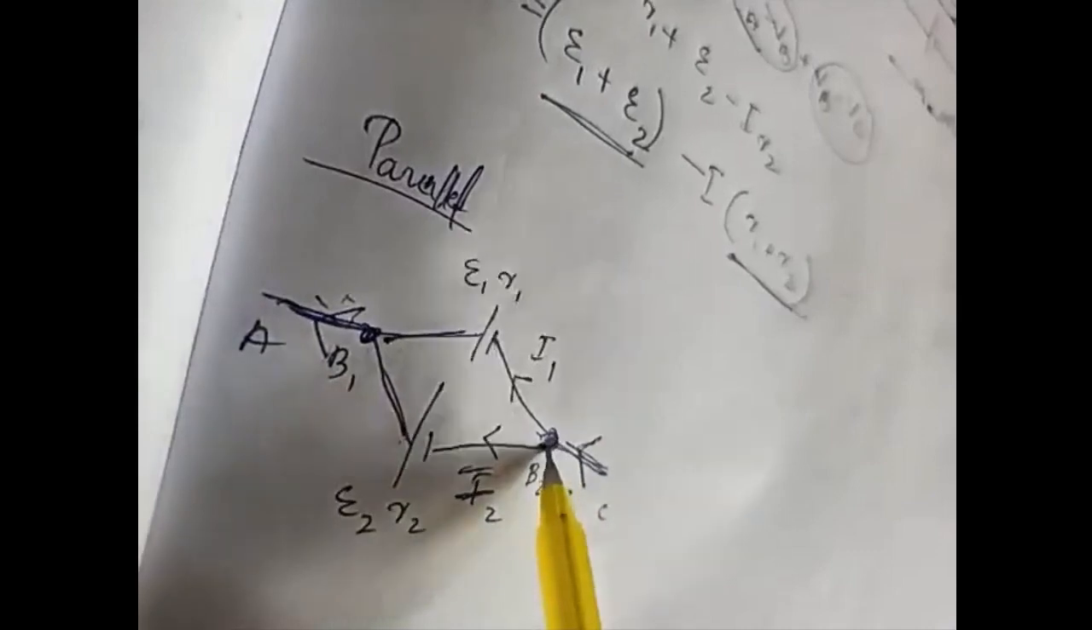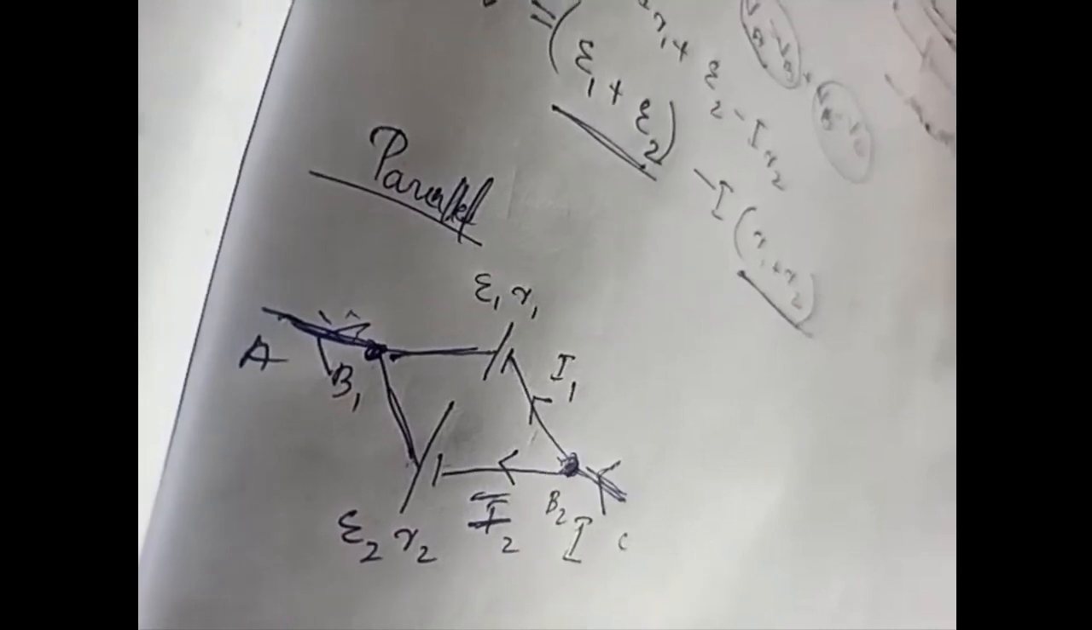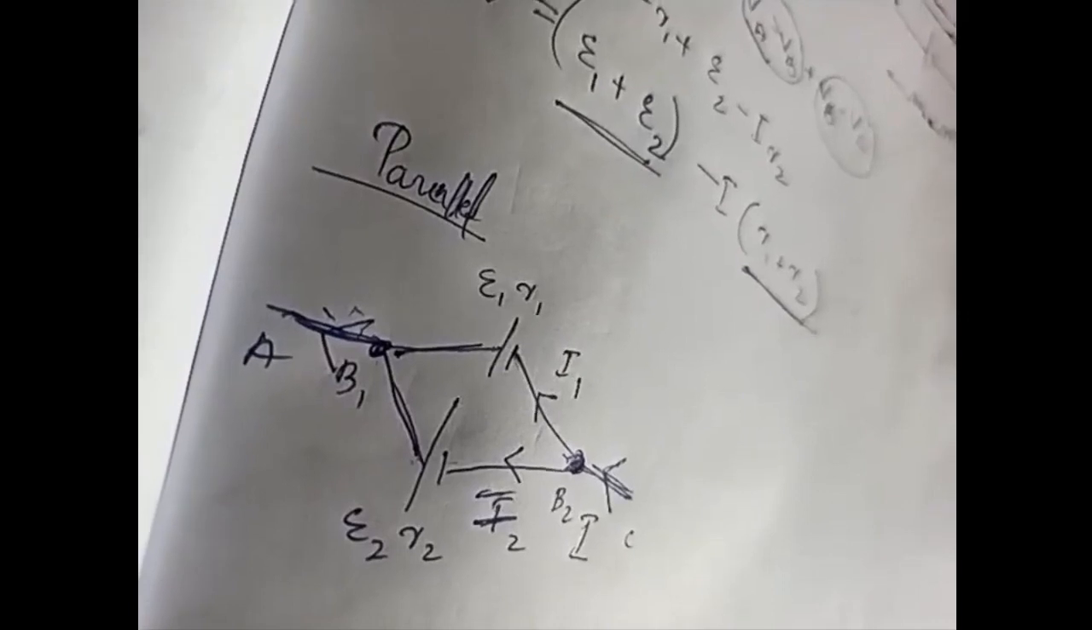In parallel connection, current won't be same, but potential will be same between these 2 points, B1 and B2. Potential will be same, but current will be different. But in the case of series connection, current will be same, but potentials will be different.